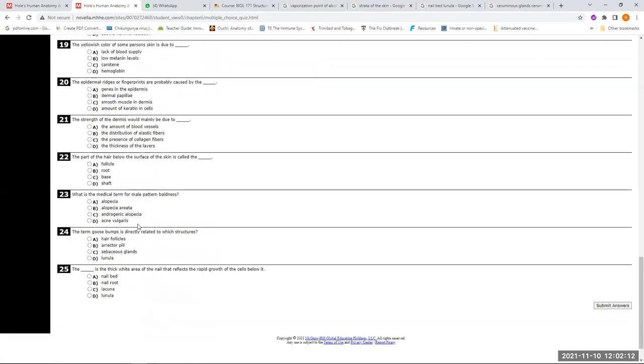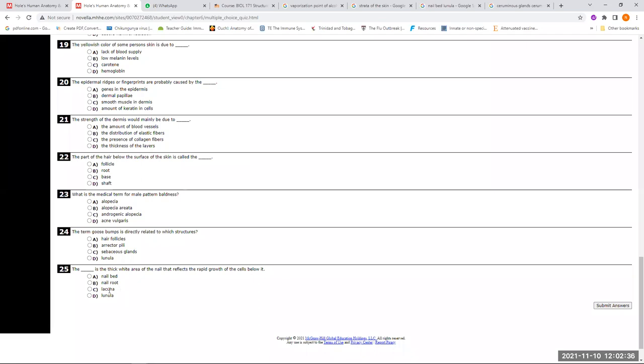What is another term for male pattern baldness? Interesting. It's alopecia. Alopecia is hair loss. Androgenic, because it's androgens, is a type of male hormones. You wouldn't get that. That is off the topic.